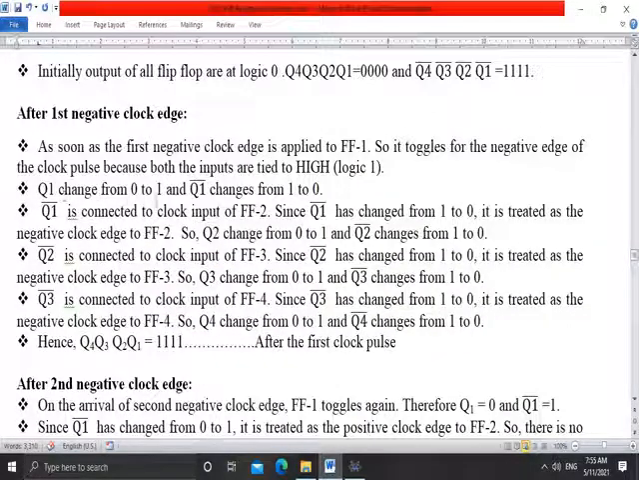Q4 bar change from 0 to 1, Q1 bar change from 1 to 0. Q1 bar is connected to flip flop 2, so Q1 bar changes from 1 to 0, it is negative edge, so Q2 also changes 0 to 1 and Q2 bar changes from 1 to 0.